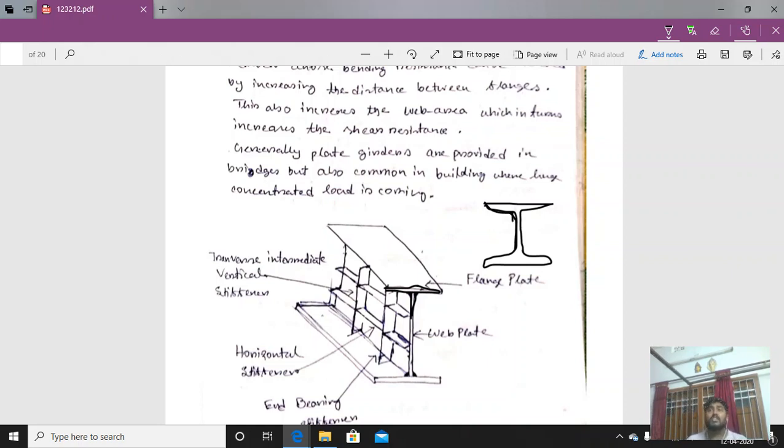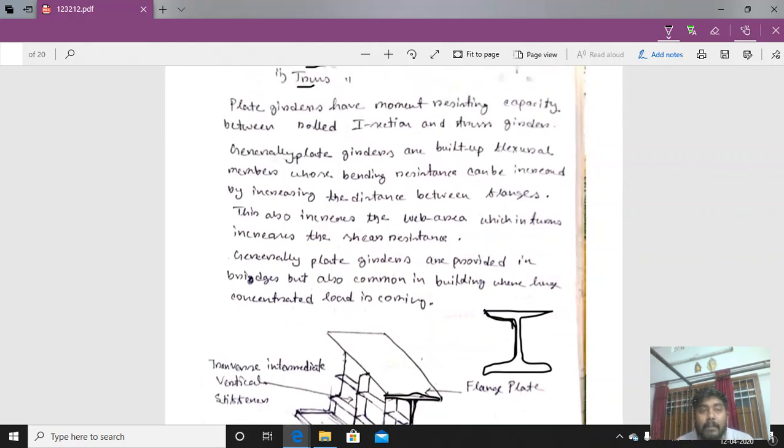But here, the flange and the web are not connected in that way. They are connected with the help of some connection, that means welded or bolted connection. So the plate members, flange plate and web plate, or there may be flange angle and so on, are connected to each other by means of connection. So it is a complete built up member.